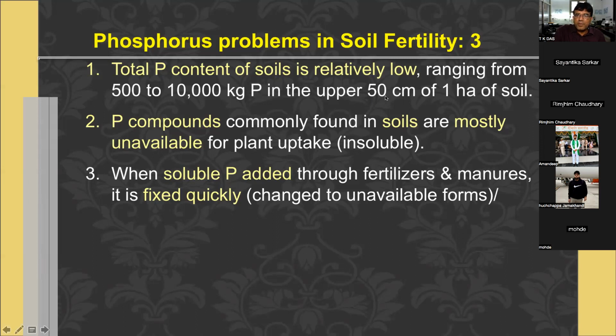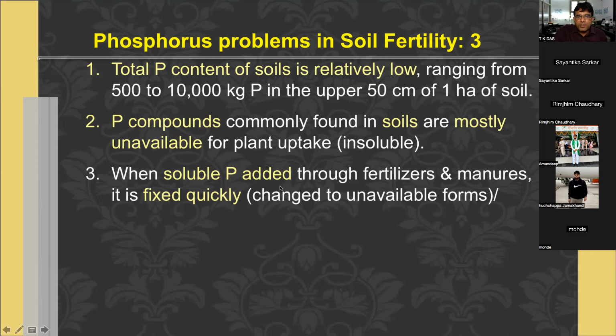Sometimes that phosphorus may be equal to the surface layer, or sometimes it can be more than the surface layer, or sometimes it can be less than the surface layer. So P compounds commonly found in soils are mostly unavailable for plant uptake. Most of the phosphatic compounds or phosphate compounds are quite insoluble. They get easily fixed in the soil. So availability is a concern.